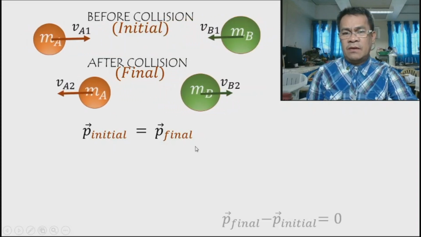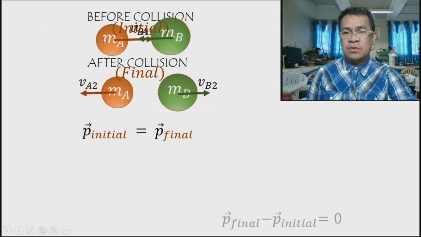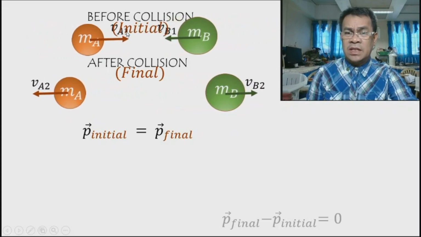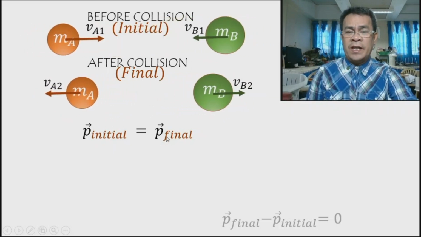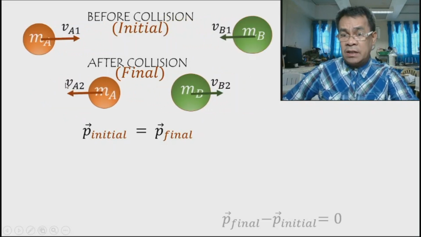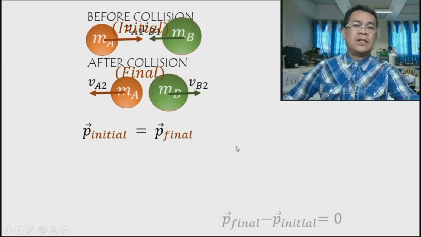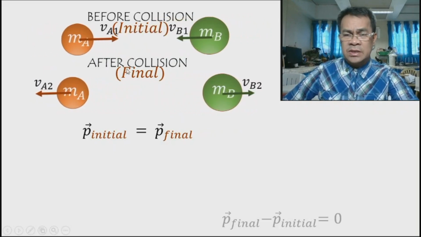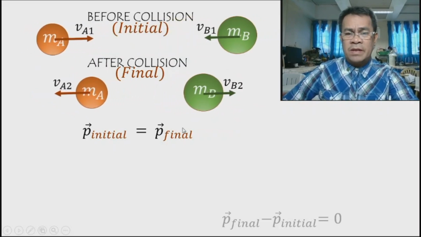Okay, so what is the total final? Because we know already that the total initial should be the initial momentum of A plus the initial momentum of B. That will be the initial momentum. Now this final momentum should be the algebraic sum of the momentum of A final plus the momentum of B final. Now take note, momentum means the product of the mass times the velocity. So we have the mass and we have the velocity.